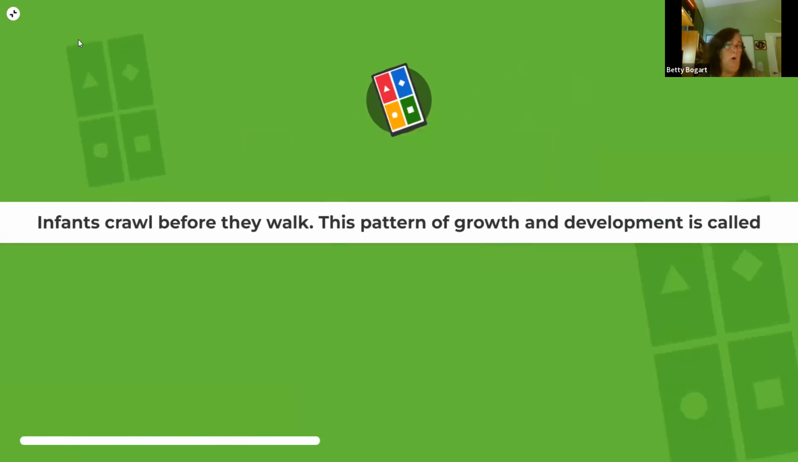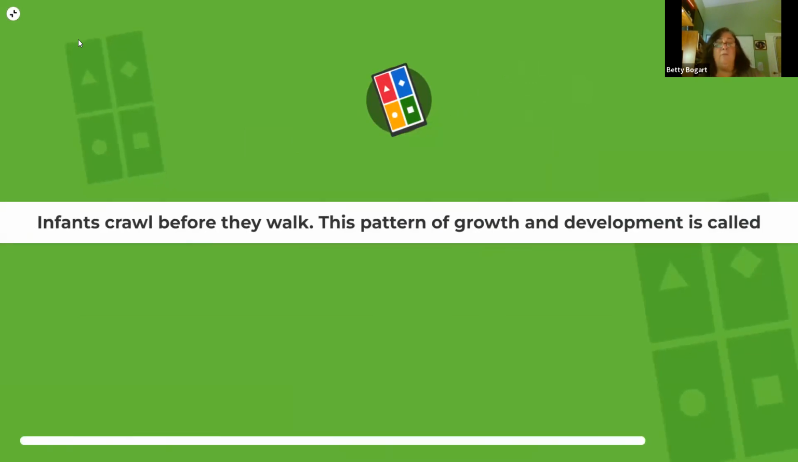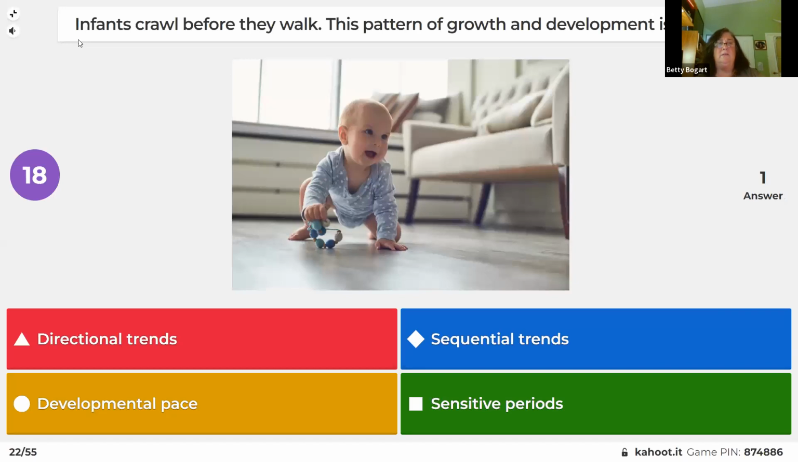An infant crawls before they walk. The pattern of growth and development is called what? They lift their head, they roll over front to back to front, and then they're going to start crawling on their knees. Then they start up on their feet and they start cruising and walking. What is that called?